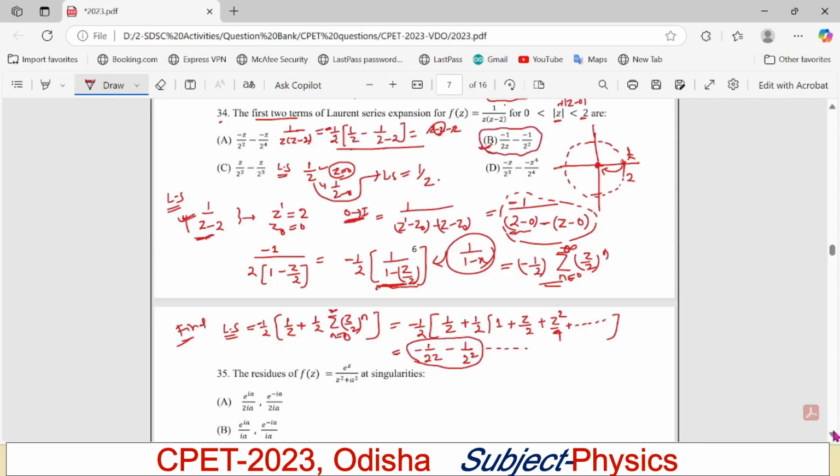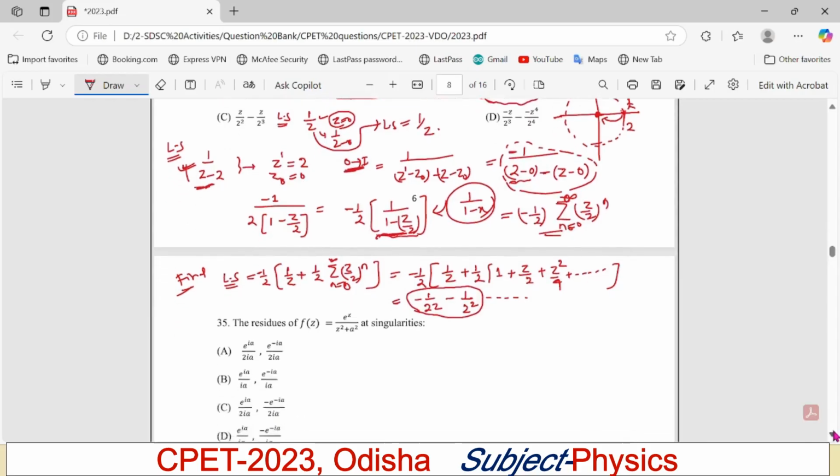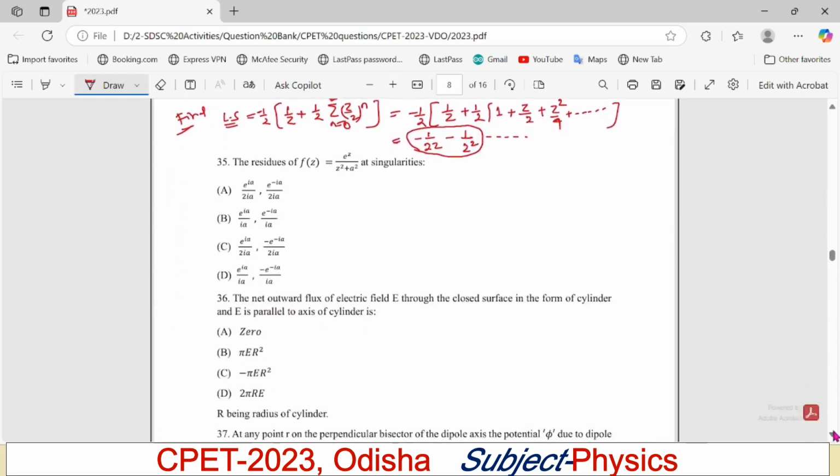Okay. Now we are going to go for our next question. Question number 35. In question number 35, it is asked that we have to find out e to the power z by z square plus a square at singularities. Most important, very important question. Very simple question also, but very important question. So what are the singular points for this question?